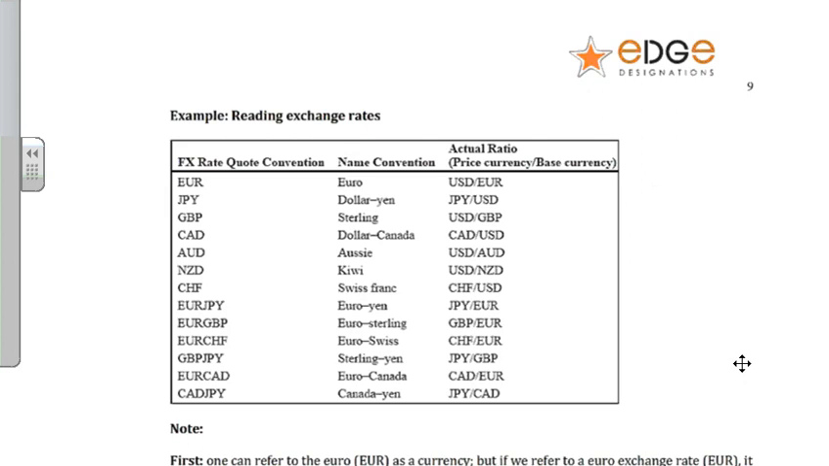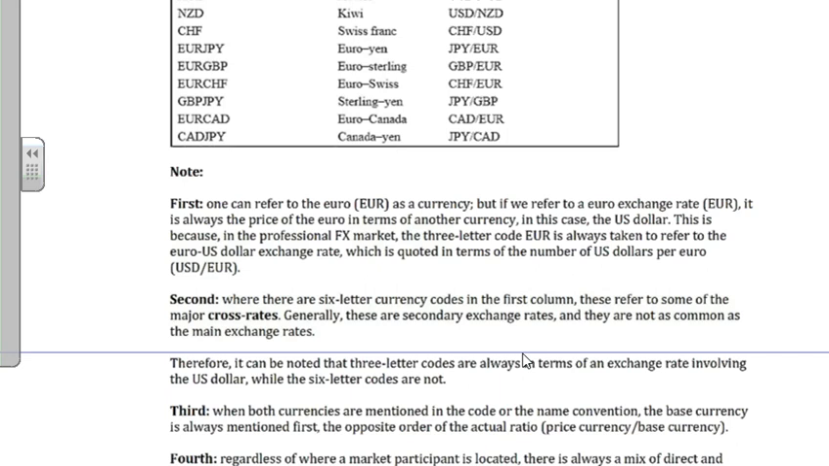Top of page 9, we give you a whole batch of different foreign exchange quote conventions. Often I wouldn't spend too much time on this, just have a look at it. If you look over here, for the euro, the name convention is when you trade euro, it's your price currency over your base currency, how many euros you are required in order to buy a dollar, and there's all your various exchange rates.